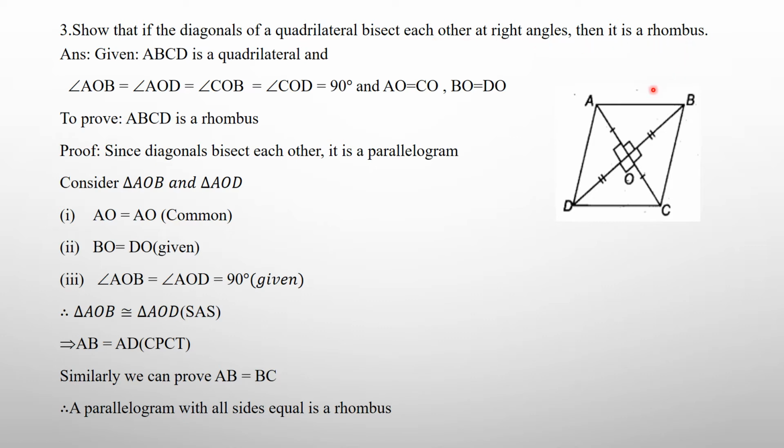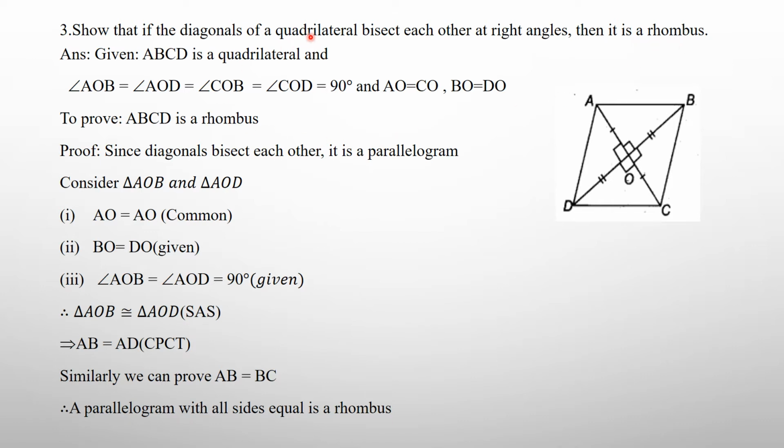a rhombus. Here we are given ABCD is a quadrilateral with the following conditions: that the diagonals AC and BD which intersect at the point O is bisected. That means AO is equal to CO and BO equal to DO. And the diagonals are bisecting at right angles. That means each angle like AOB, BOC, COD and angle AOD will be 90 degree. We need to prove it is a rhombus.